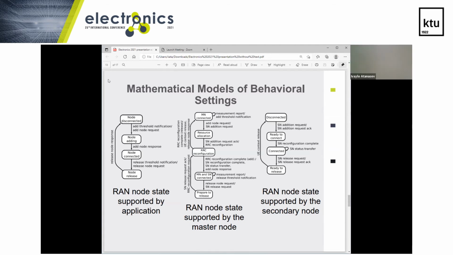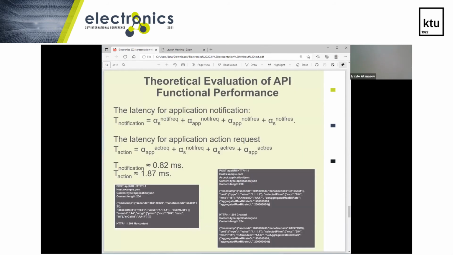Okay. And using the concept of weak-based simulation, it is proved that the models expose equivalent behavior. Going further, the functional performance metrics of mobile edge services impact on the perception, and the latency injected by the application-initiated request for adding or releasing of a node may be evaluated as the time required to notify the application about the measurement thresholds reached or to enforce application-initiated action.